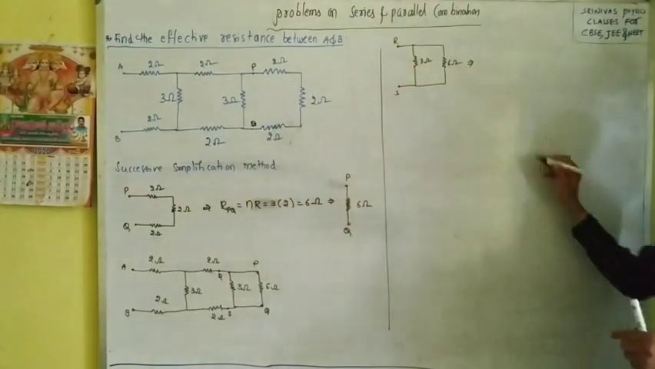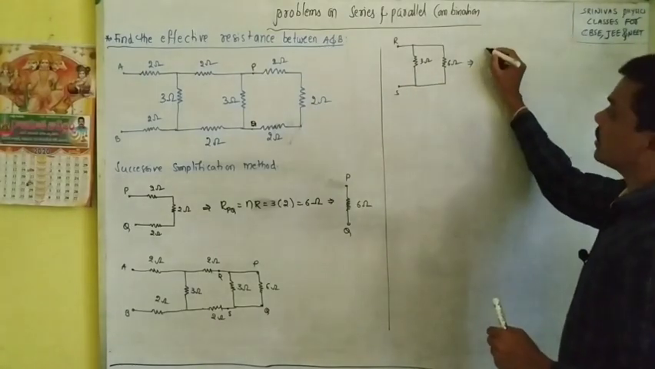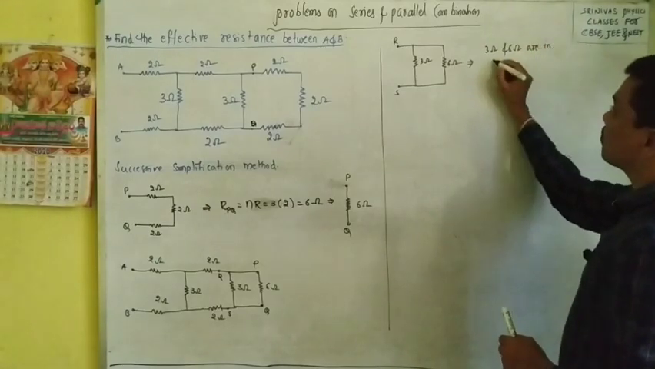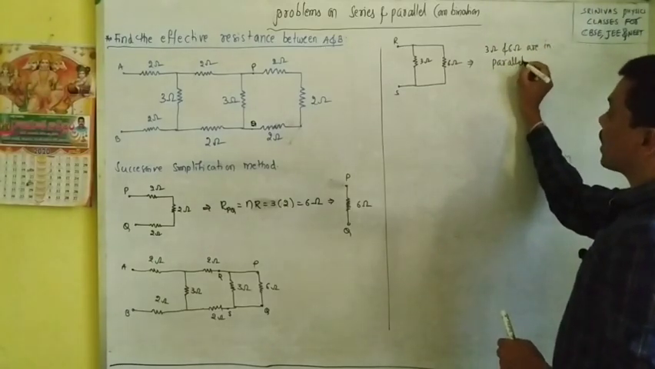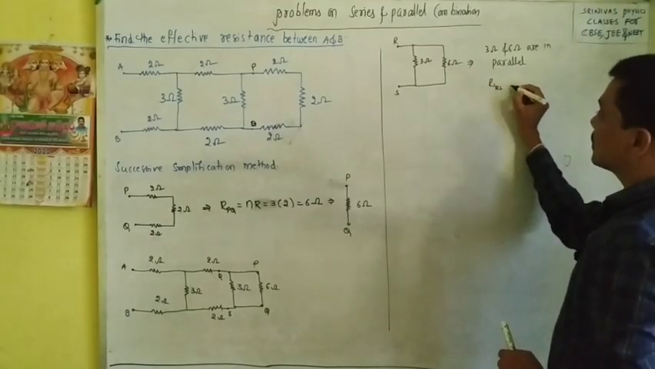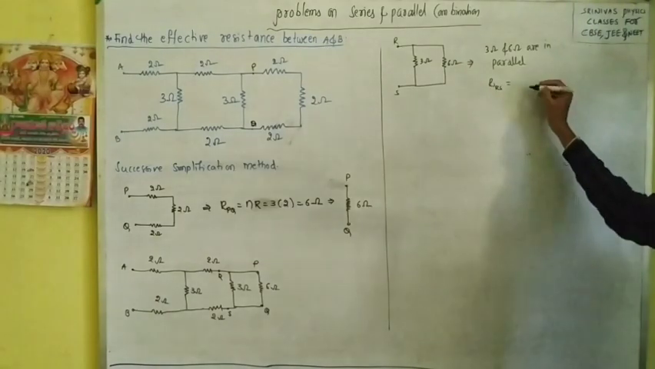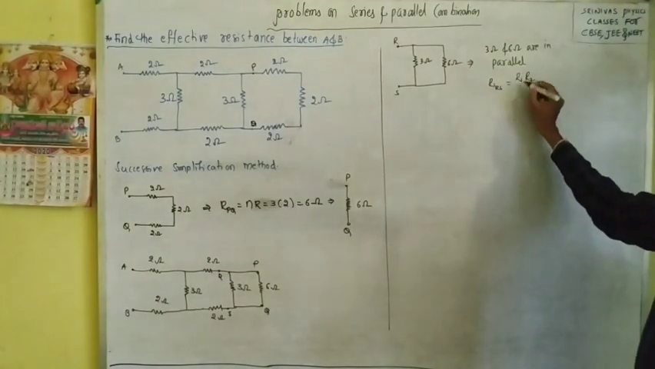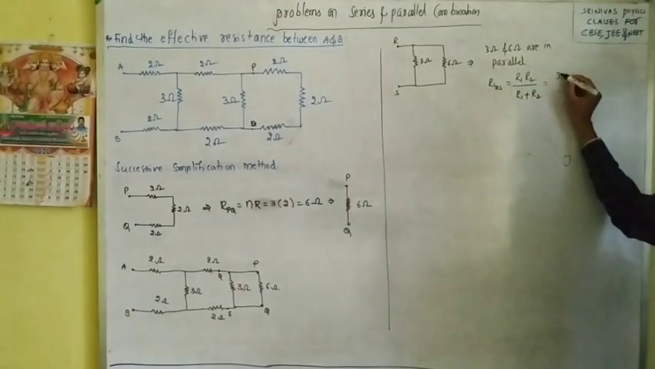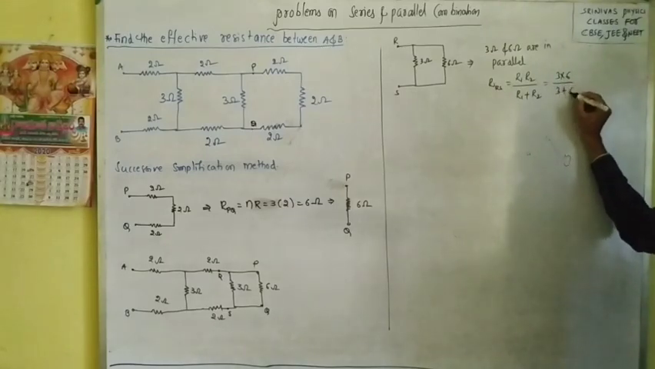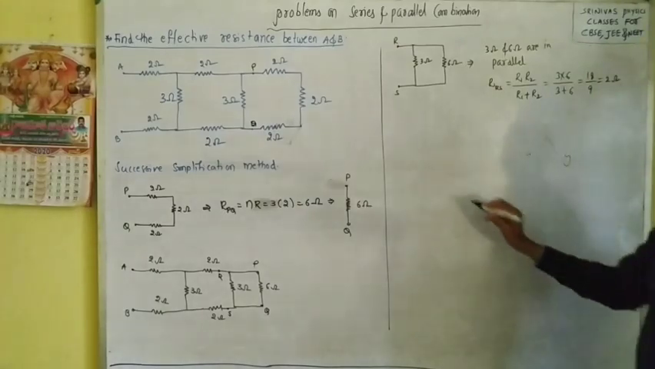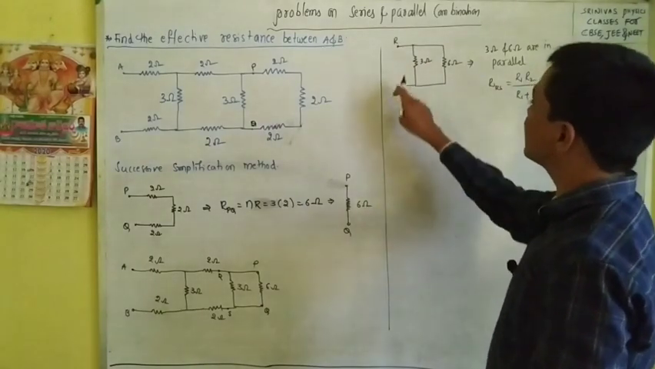Then how to find the effective resistance? These 2 are in parallel, right? 3 ohm and 6 ohm are in parallel. Now in parallel, how do we find the effective resistance between R and S? It is R1 R2 by R1 plus R2. This is the formula for the parallel combination. We have to use it here. That is 3 into 6 by 3 plus 6, 18 by 9. What do you get here? 2 ohm we are getting, right? The effective resistance between R and S we got is 2 ohm.